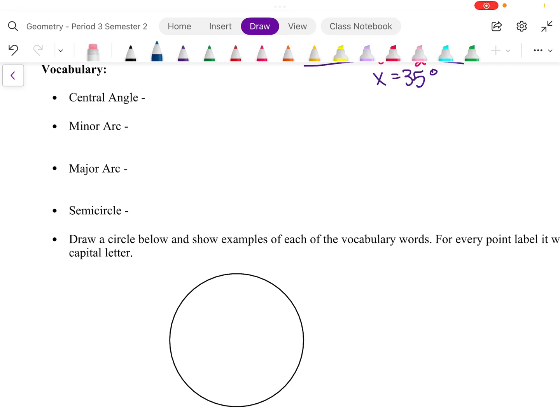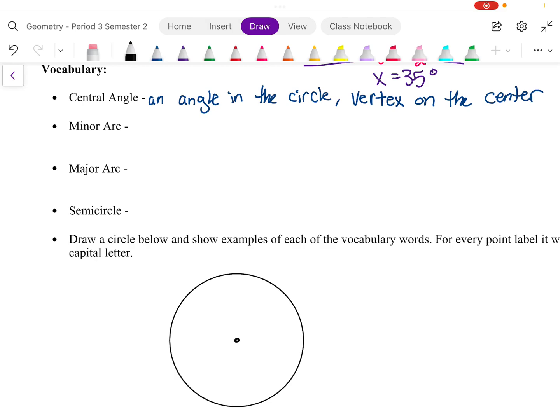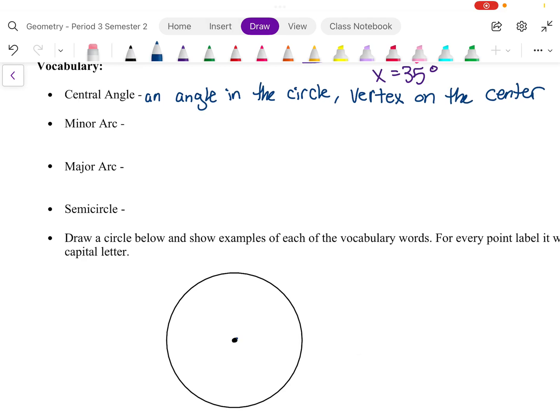So a central angle is an angle in the circle, and the vertex of the angle is going to be at the center. Vertex on the center. So if we draw the center of our circle in the middle, a central angle is just going to be this angle here.